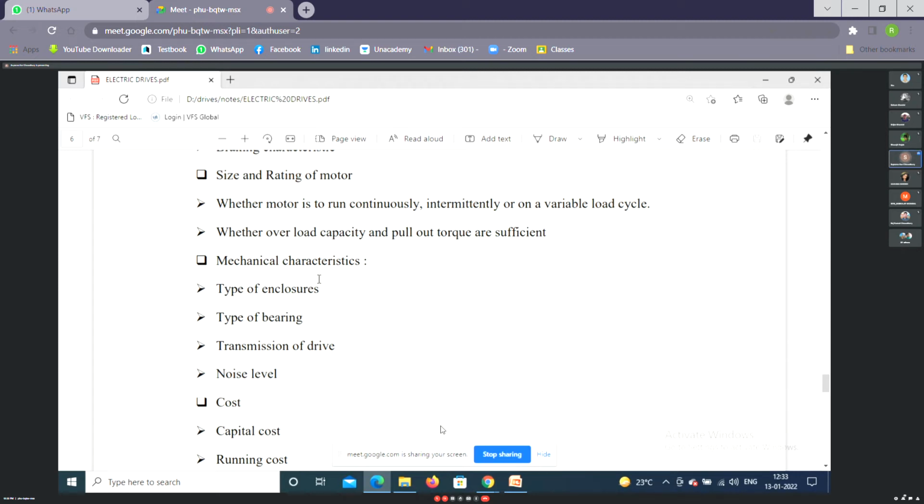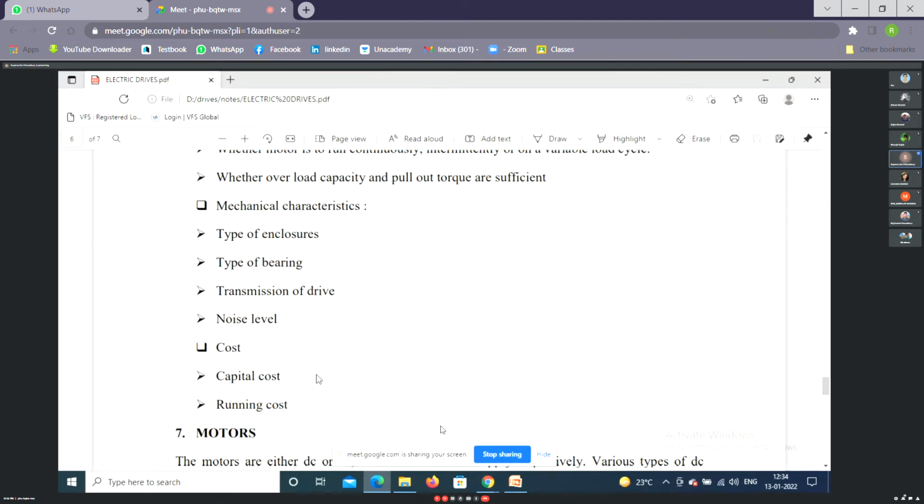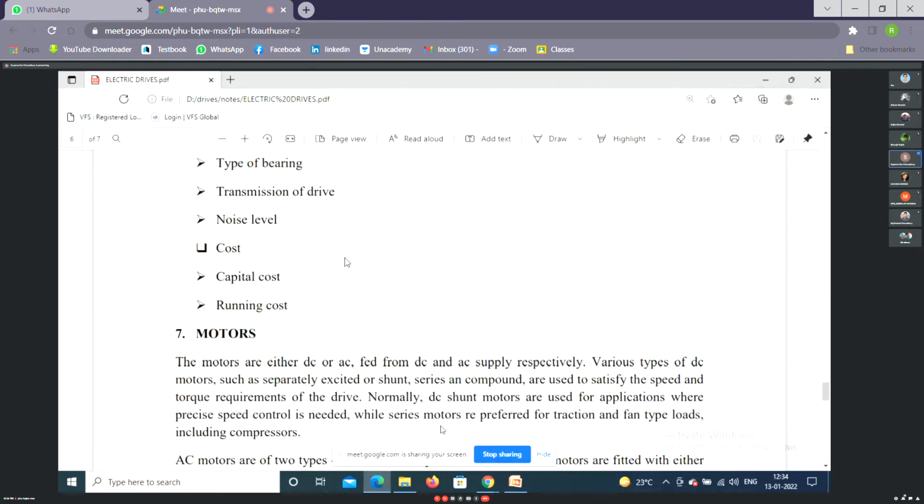Enclosure is very important, whether we require a deep roof enclosure, whether a fan cooling is required or not, that has to be decided. Then obviously, the most important thing is the cost, whether the capital cost or the running cost. So this cost has to be considered when we are selecting a drive system.